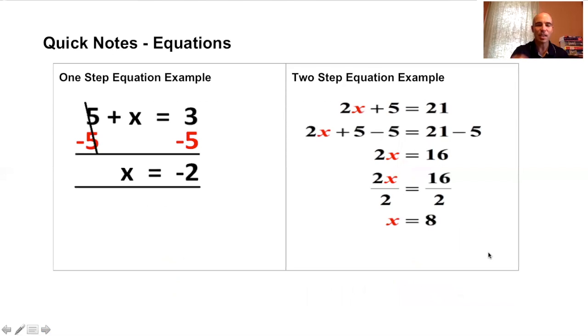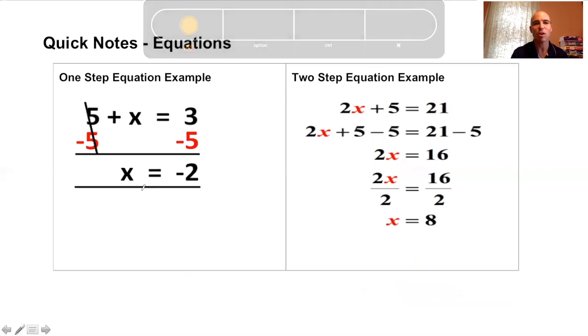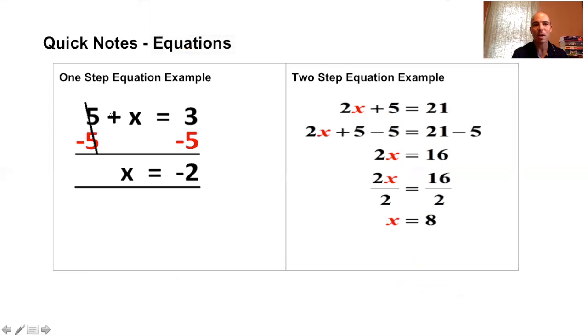All right, so let's get into our quick notes for the day. This is some review of how you solve an equation. Basically, the goal is to get x all by itself. And how do you undo a plus 5? Well, you subtract 5. And if you do it to one side, you got to do it to the other side of the equation as well.